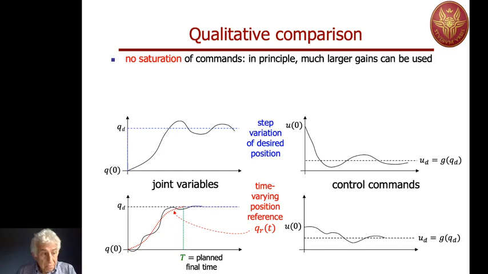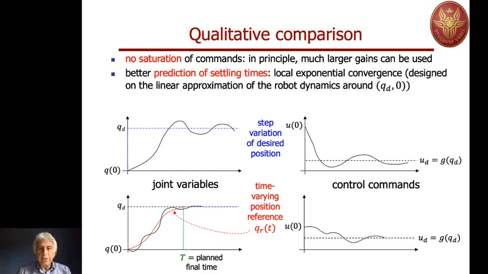there is little chance, though no guarantee, but in general no saturation of commands, and much larger gains can be used, and also better prediction of the settling time, because we have assigned a time T, and the remaining transient from T beyond will have local exponential convergence if we design the gains using the linear approximation of the robot dynamics around the desired state, so with the configuration QD and zero velocity, exactly because we are at this point very close to that state. So both conditions are guaranteed.